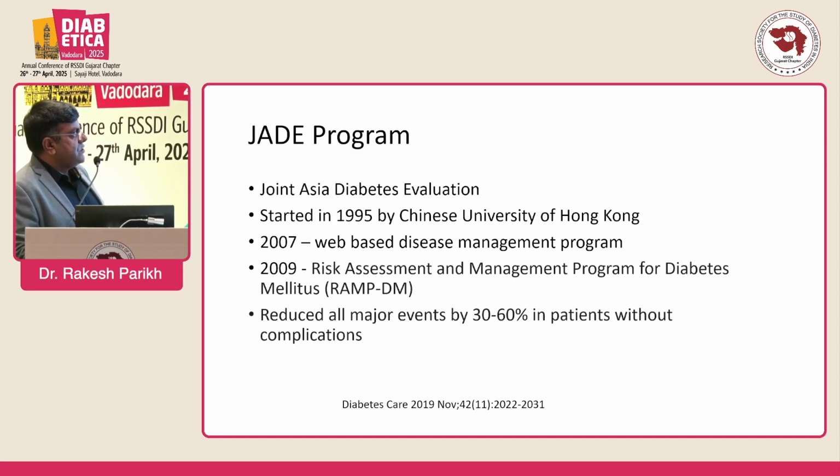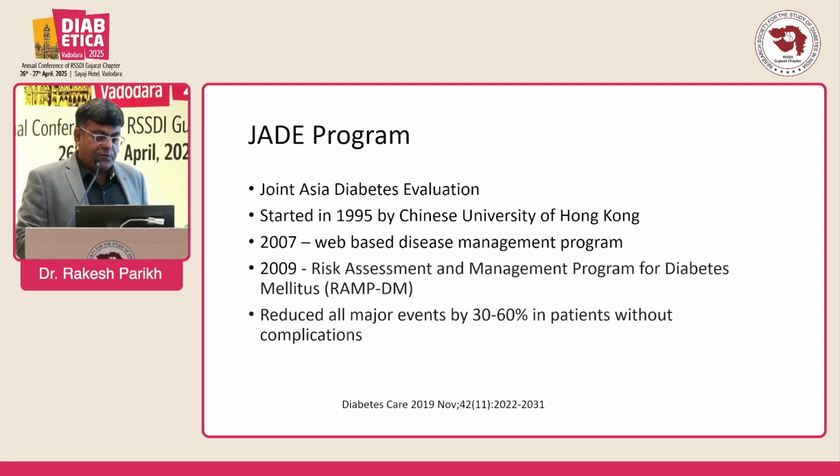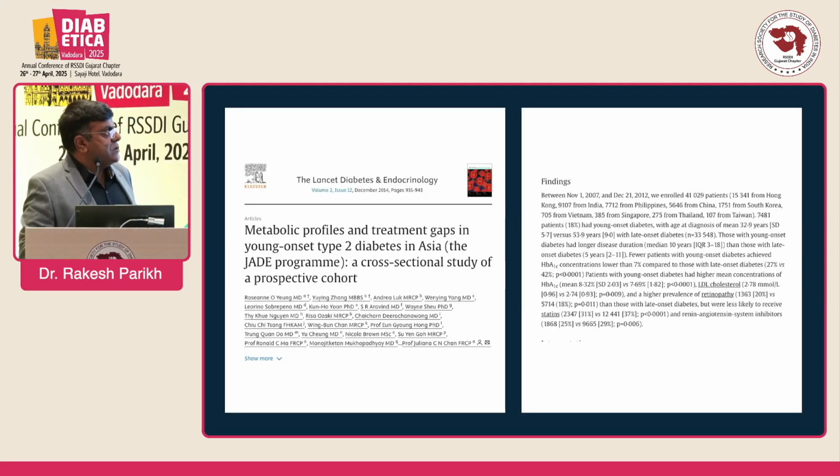2009, they converted into RAMP, and basically it's for managing type 2 patients, and they have shown that by giving holistic care to patients, you can reduce the risk of complications by 30 to 60%. From this particular program, they have a paper which is looking at particularly only young diabetics, type 2, in the Asian population. So that paper I am showing you here.